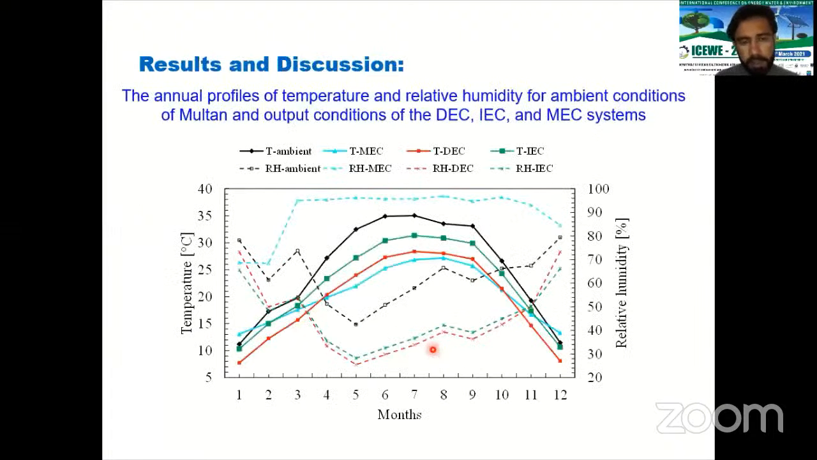These are the results and discussions. In the slides, we show the variation of temperature and relative humidity at ambient conditions and from the output conditions of the DEC, IEC and MEC for the whole year. As we see, if the ambient temperature increases, the relative humidity decreases. From the figure, we can also see that the direct evaporative cooling system gives a temperature gradient of 6 degrees centigrade.